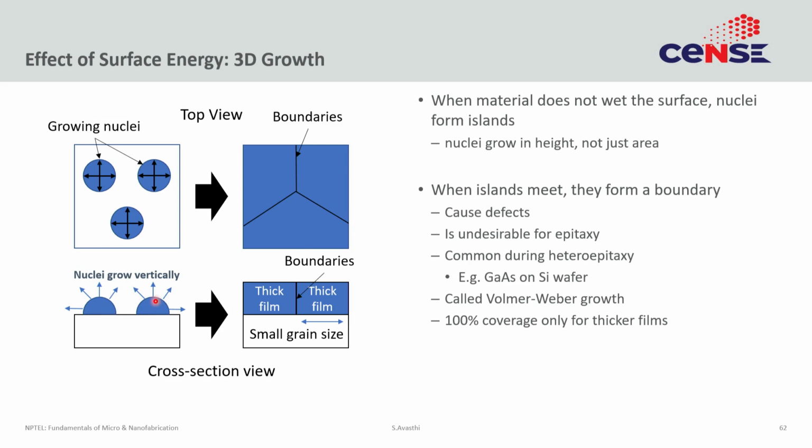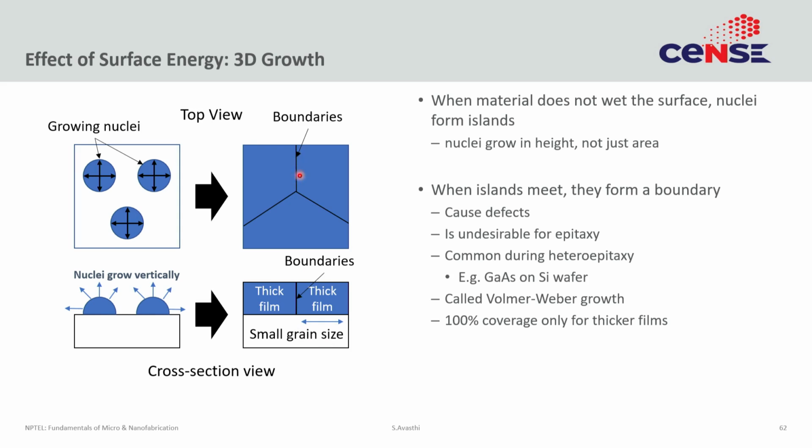At some point, for some large thickness, these would coalesce, and wherever they coalesce you would form a boundary. Often this is a grain boundary or a domain boundary. This sort of process often leads to small grain sizes or small domain sizes. It is called Volmer-Weber growth. It is also called 3D growth. This sort of growth is undesirable for epitaxy because you do not want these boundaries. These boundaries are bad for devices.